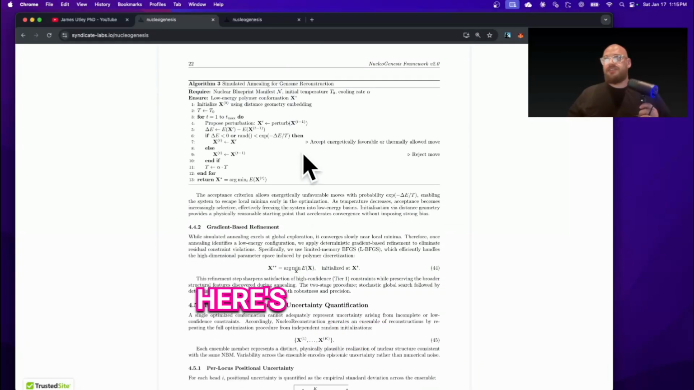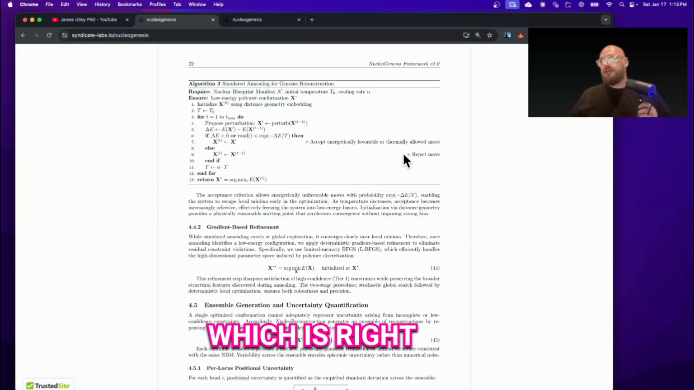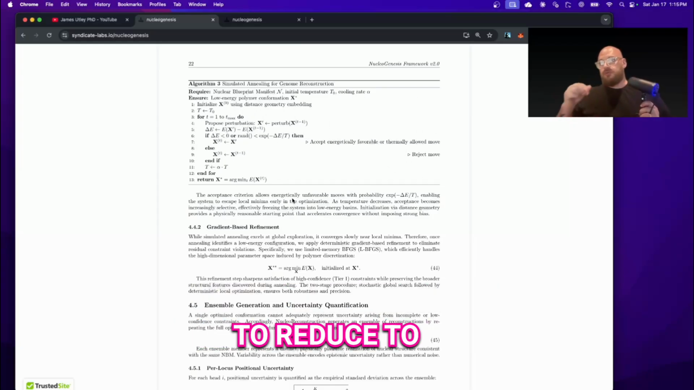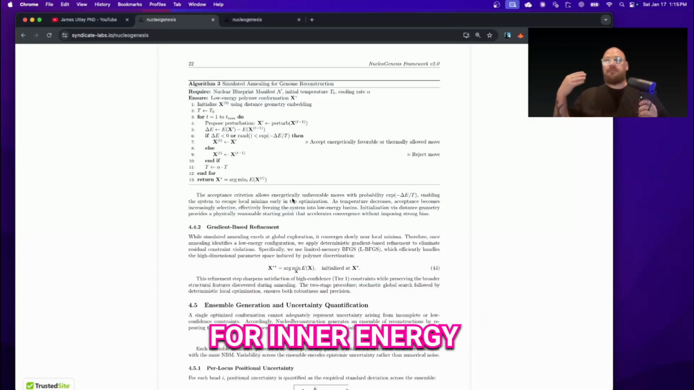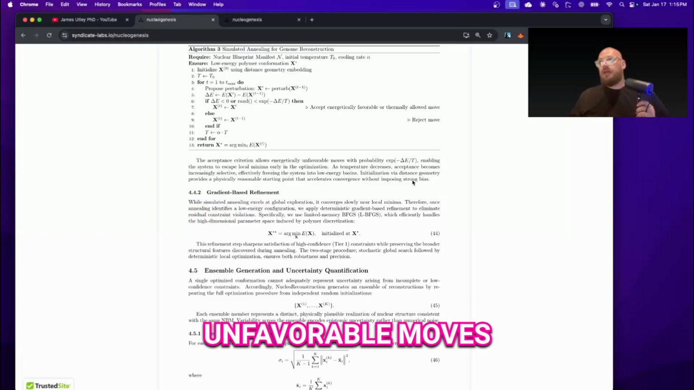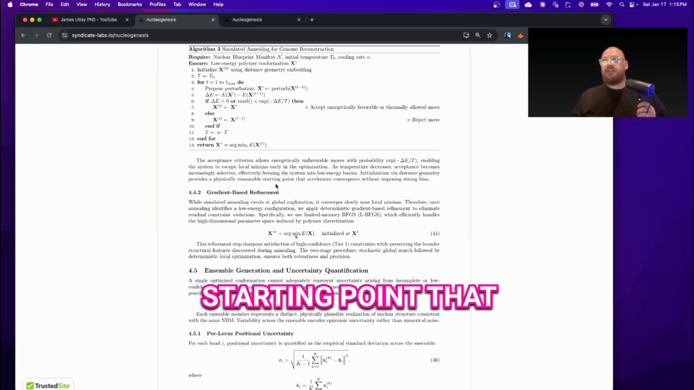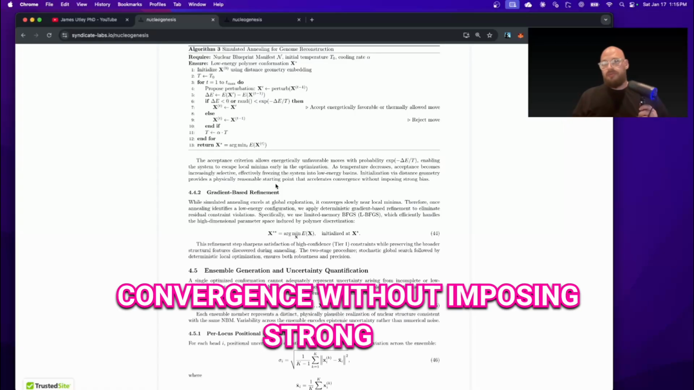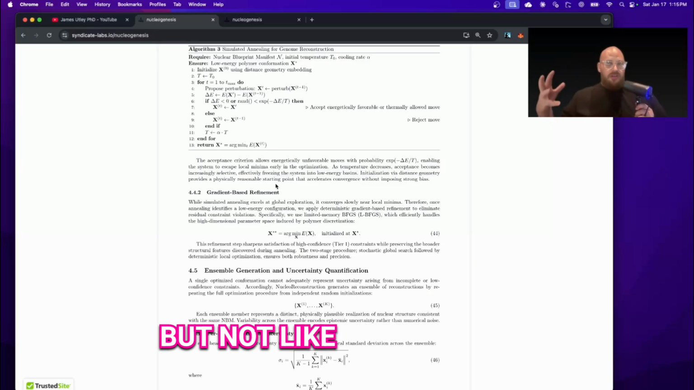Okay, and here's the simulated annealing genome reconstruction. Here's the algorithm, which is right here, which really is just trying to reduce to an energy favorable state. The acceptance criteria allows for energy unfavorable moves, and what it does is it tries to provide a physically reasonable starting point that accelerates convergence without imposing strong bias, right? That's what we're trying to do: provide a model that seems reflective enough based on the information you have, but not overly biased, right?